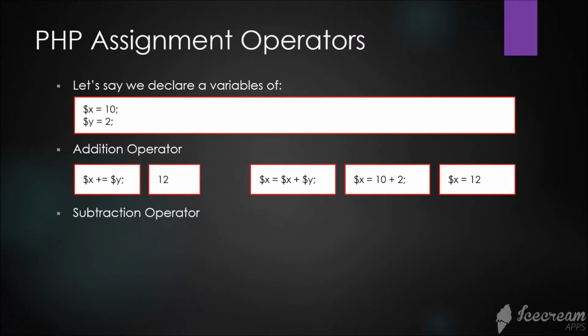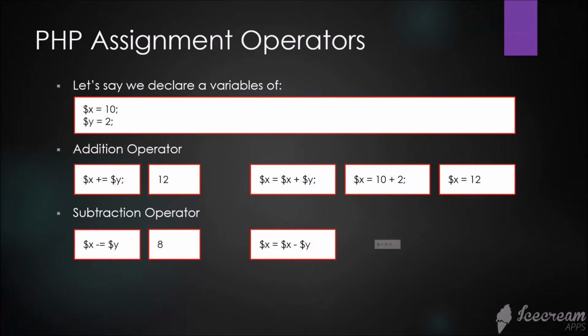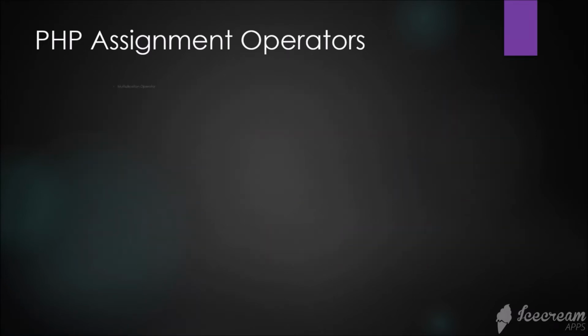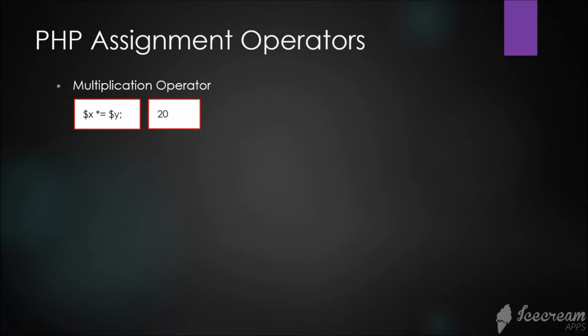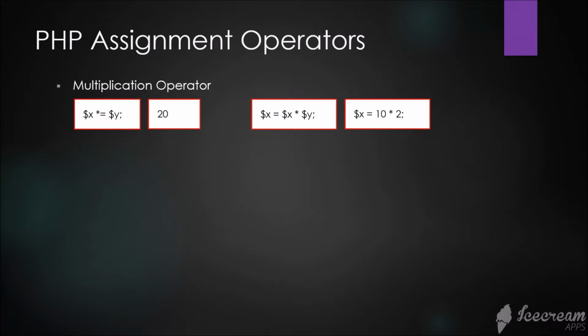Okay, so let's go to the subtraction operator. We have this assignment operator, x minus equal y. Then if we calculate, the answer will be 8. So let's write it, then replace the variables, and calculate, the answer will be 8. Okay? So let's proceed to the multiplication operator. This one is x times equal y. Then the answer will be 20. So we write it, replace the actual values, then after calculation, the result will be 20.